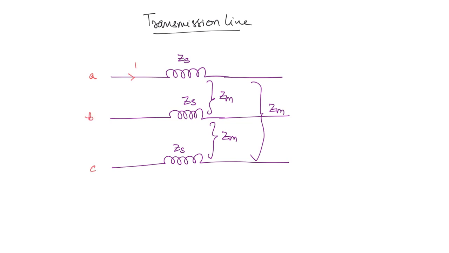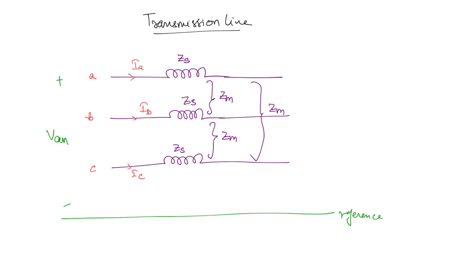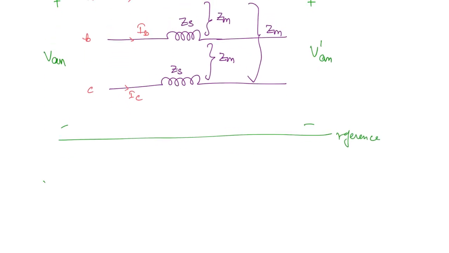Then the currents will be IA, IB and IC. If you take some reference potential like this, then this potential is going to be VAN. Similarly, VBN and VCN are also going to be present. On the other side, we will take VAN dash. Now we will write the equations. What will be the voltage drop across the transmission line? This is VAN minus VAN dash.